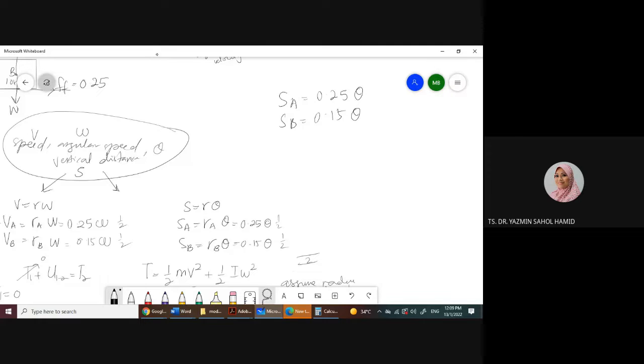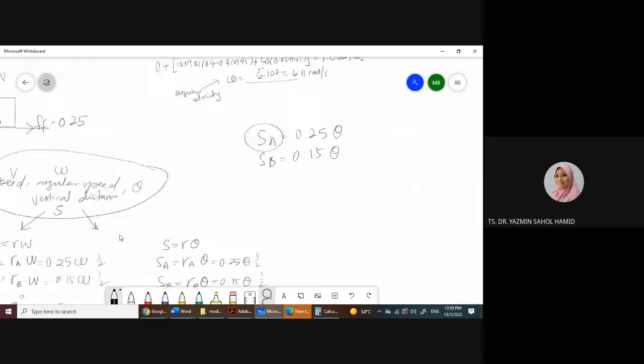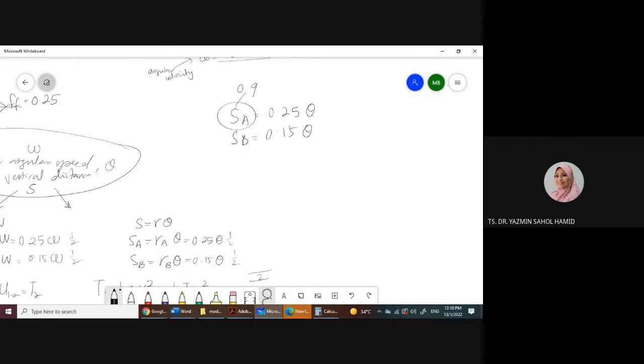Sebab apa? Sebab kita tahu SA value. SA kita berapa? Kelas, SA kita berapa? Ni. Berapa ni SA kita? 900. 0.9 kan? So SA ni dah jadi 0.9. So kalau SA sama dengan 0.9, SB sama dengan berapa? Okay, saya tulis lah ya. So, SB sama dengan 0.15 bahagi dengan 0.25 kali dengan 0.9. Faham tak macam mana dapat ni? Sebab theta dia sama. Faham tak? Siapa blur? So kita dapatlah SB.